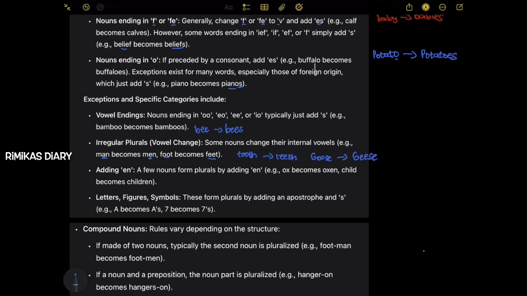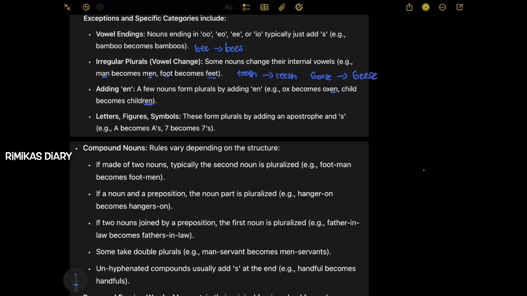Next, adding en. A few nouns form plurals by adding en. Example, ox becomes oxen, child becomes children. So in these words, you add en at the end.